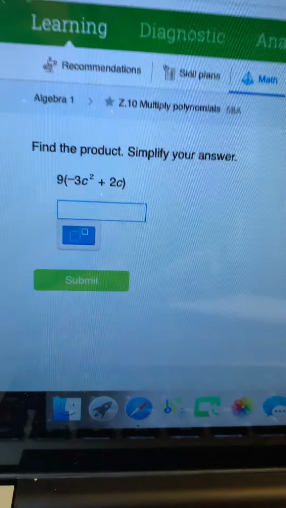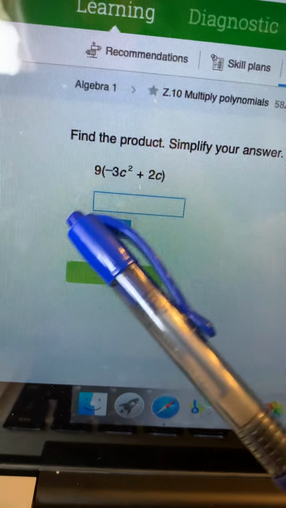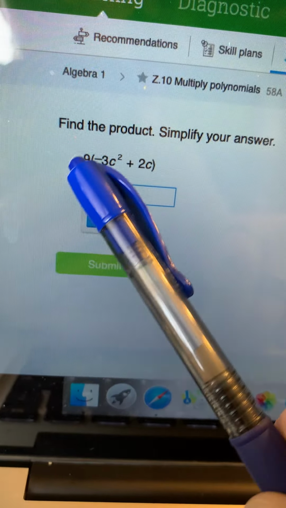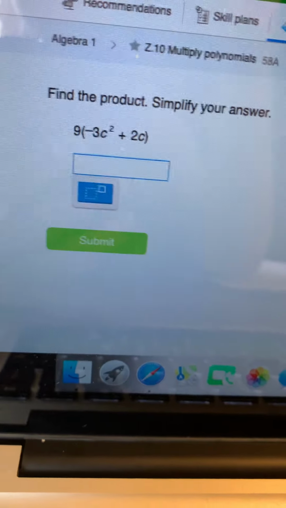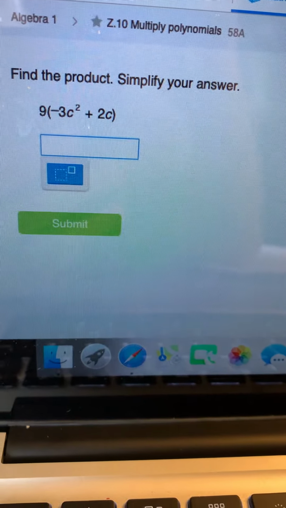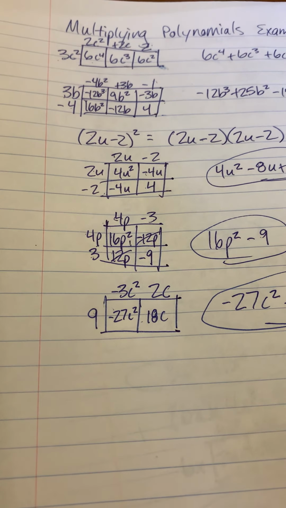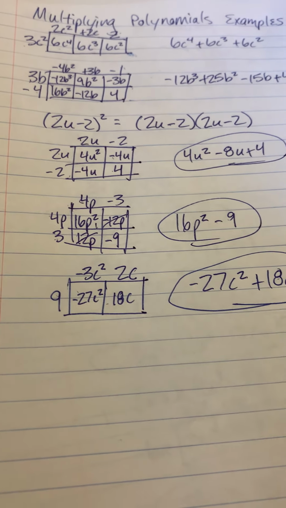Some of you may have noticed that that looks like a normal distributing problem where you can take your 9 and just multiply. And yes, you can do it that way also. I just was showing you how you can still use our model to do that problem the exact same way.